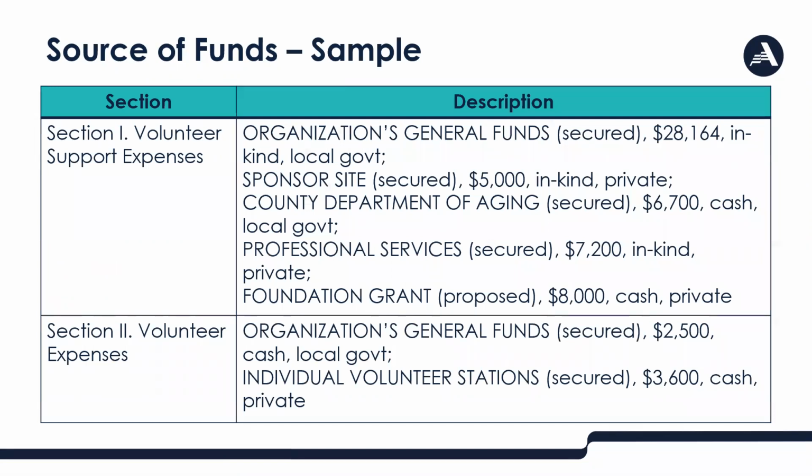There we go. And if you look at this, you will see that it only is including the source of match, not the specific budget sections or the line items that are covered by the matching funds. And it provides the required detail. It notes whether the resources are secured or proposed, if it's in-kind or cash donations, and if it's provided by a private or a government entity.